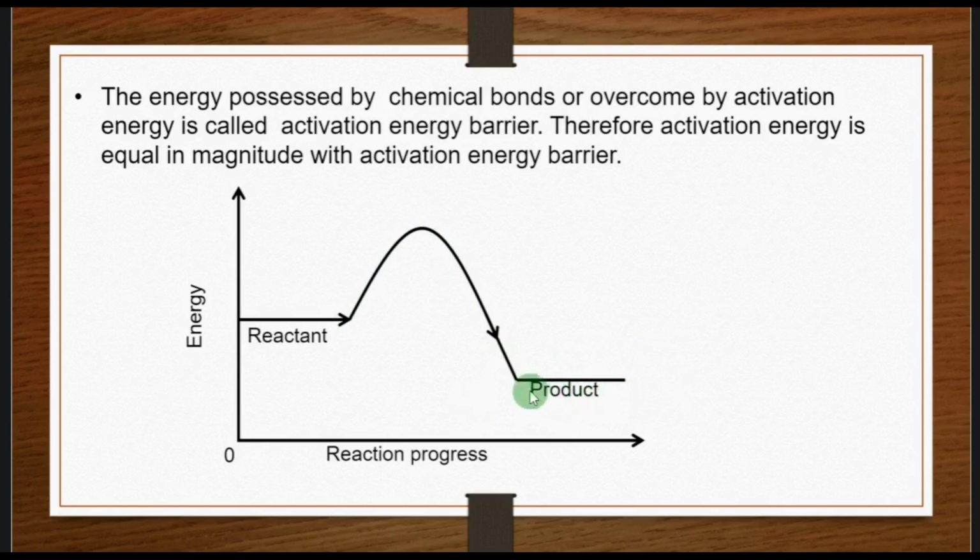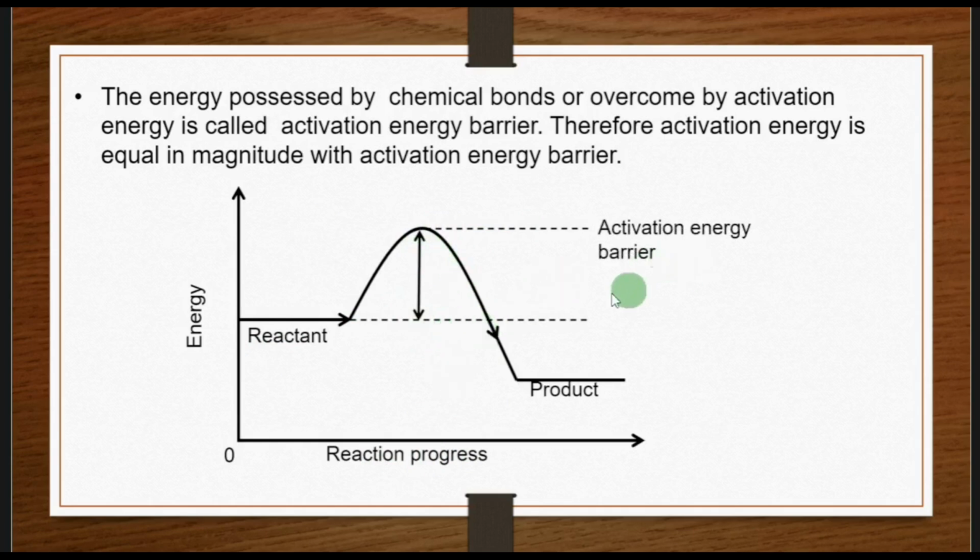All right, so from here what you should understand is that the level from the reactant position to the topmost point of this reaction progress, this energy difference, is what we call the activation energy barrier, or just activation energy. Then from here going downward is what we call the overall energy change.